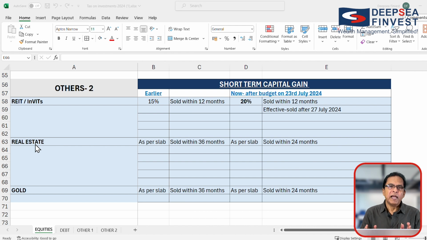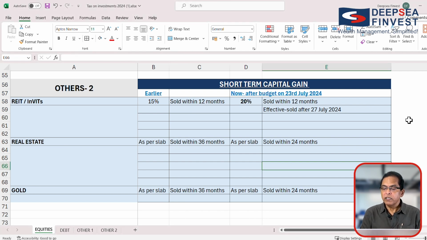Real estate, which means flats and land which you purchase, earlier it was taxed as per slab if sold within 36 months, that is 3 years. Now again it will be taxed at the slab rate, but if sold within 24 months. The tenure has been reduced from 36 to 24 months. In case of gold, again it is very similar to real estate, as per slab if sold within 3 years earlier. Now if sold within 2 years, they will be taxed as per slab. Now this is all about the short term capital gain, the return which you gain in short term.